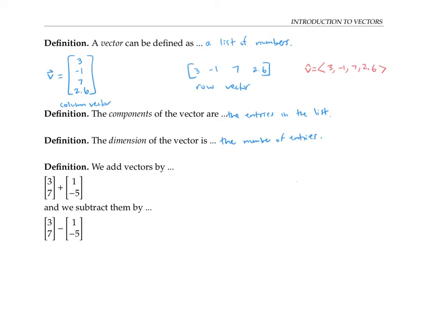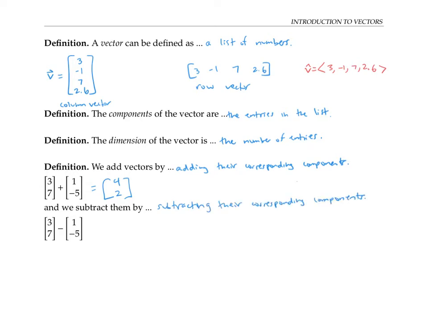We add two vectors by adding their corresponding components. So to add these two vectors, we add 3 plus 1 to get 4 as the first component, and 7 plus negative 5 to get 2 for the second component. We subtract them by subtracting their components. So here I do 3 minus 1, which is 2 for the first component, and 7 minus negative 5, so that's 7 plus 5, which is 12 for the second component.